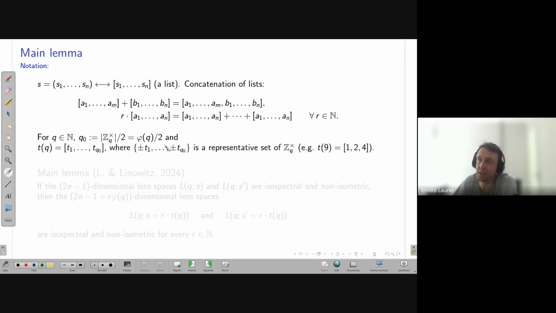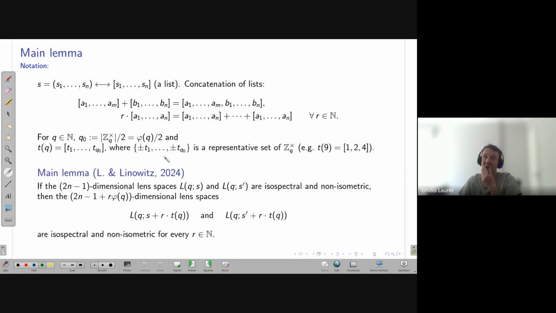Yes, a representative set. None of them are congruent modulo q among this set of 2 q0 elements. Now 2 times q0 is the number of units in Z modulo q. For instance, in 9 you have to put 1, 2, and 4, and that's all, because for the rest of the coprime numbers, 5 is minus 4, and 7 is minus 2, and 8 is minus 1. It's not necessary because you put the minus there.